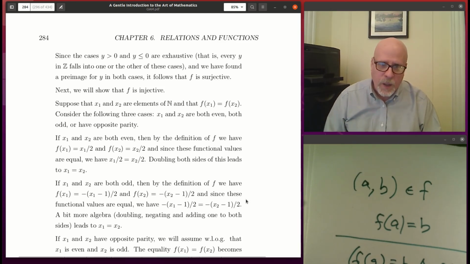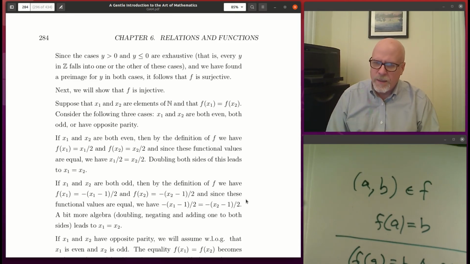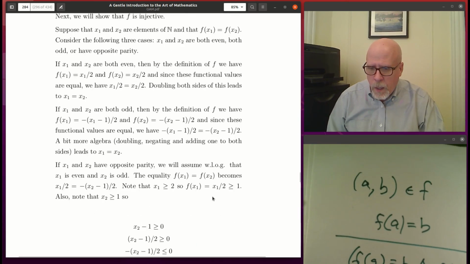If they have opposite parity, where do they end up? The one that is even ends up as a 0 or higher, and the one that is odd ends up negative. So how could those have been equal to each other? We have a mini proof by contradiction there. If you assume their functional values are equal, but they came from things of opposite parity, you get a contradiction, because one gets sent to a negative number, the other to a non-negative number. Okay, so let's get back to our slides.